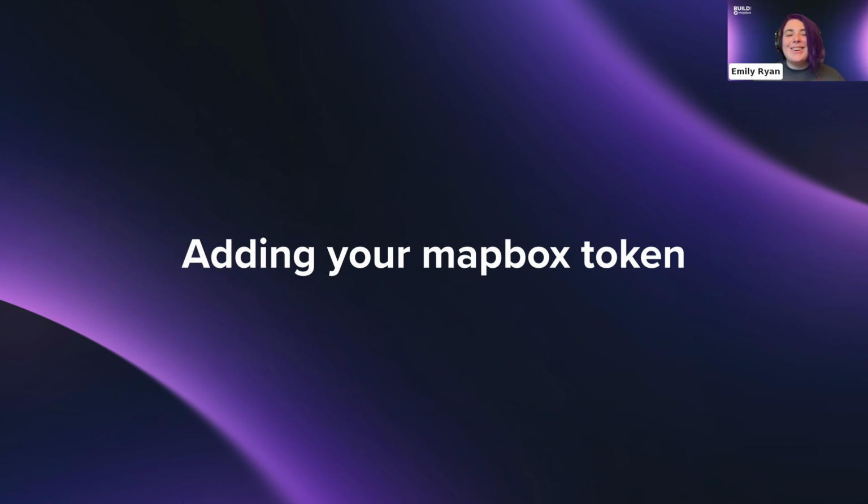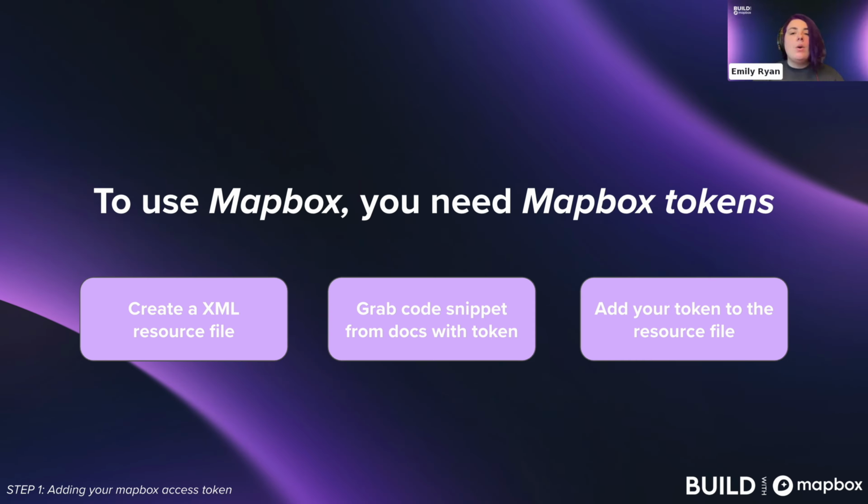All right, so let's get started. We'll start with adding your Mapbox token. In order to use Mapbox, you need Mapbox tokens. And to do this, we'll add one to our project by creating an XML resource file, grabbing a code snippet from our documentation, and then we're gonna add that token to the resource file.